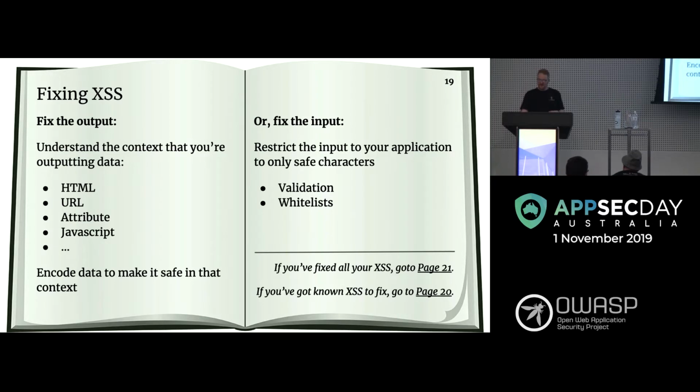Or you can fix the input, so restrict your application to only allow a safe set of characters, which is really hard to know because when the person types in their name, how do you know if it's going to be put into XML or HTML or CSS or JavaScript? So how do you know what the safe characters are? Like maybe you could restrict it to A to Z, but then what happens if your user has a name that's not from the English alphabet? So fixing the input's normally hard. Okay, so at this point in our story, have we fixed all our cross-site scripting? Probably not. Let's go to page 20.